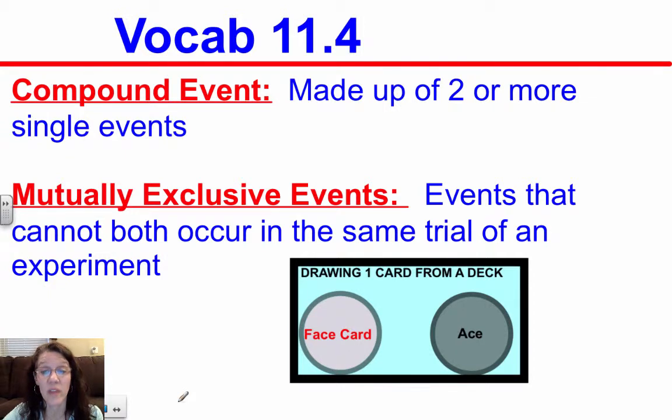Mutually exclusive events are events that cannot both occur in the same trial and experiment. For example, like we have down here, you can draw a card from a deck, but it can't be both a face card and an ace. Those are two separate things, and so those events would be mutually exclusive. They cannot be both. When you draw a card, it can't be both a face card and an ace. It's got to be one or the other.